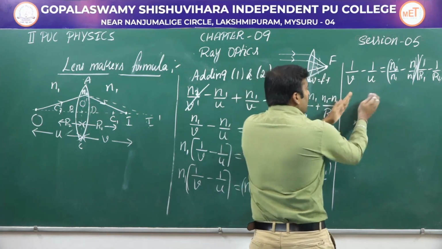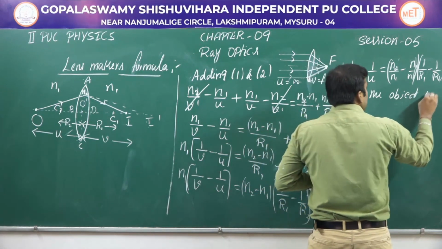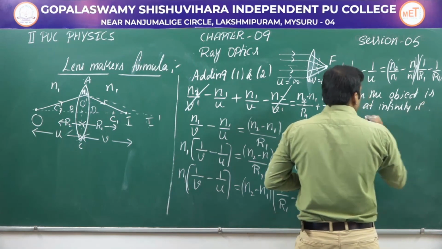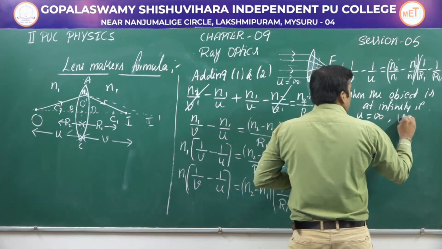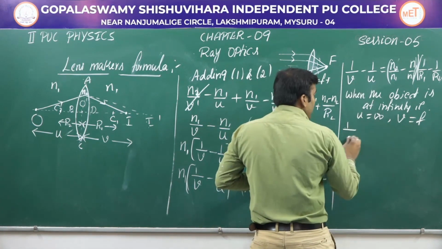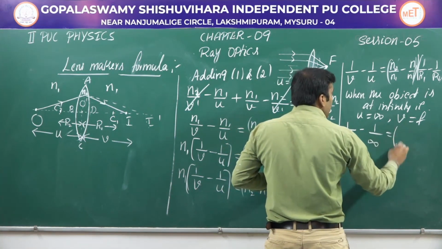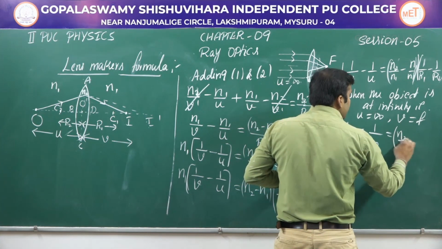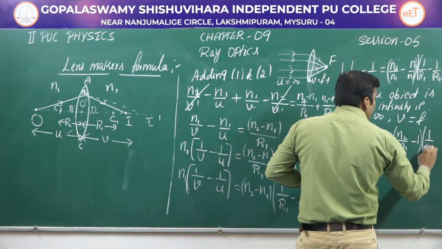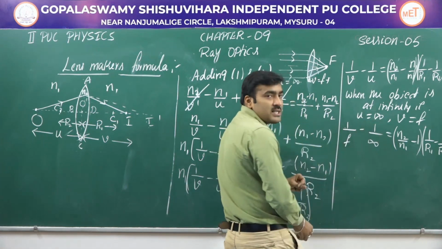By applying this condition here, when the object is at infinity, that is u is equal to infinity, v is equal to f. So by applying this here, we get 1 by, instead of v, I will write f, minus 1 by u taken as infinity, that is equal to N2 by N1 written as it is, N2 by N1 minus N1 by N1 is 1, so this into 1 by R1 minus 1 by R2. Finally, 1 by infinity is 0.